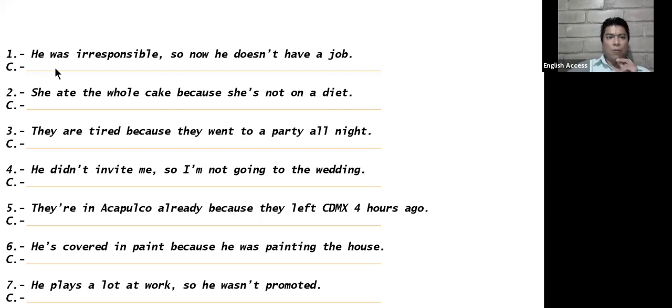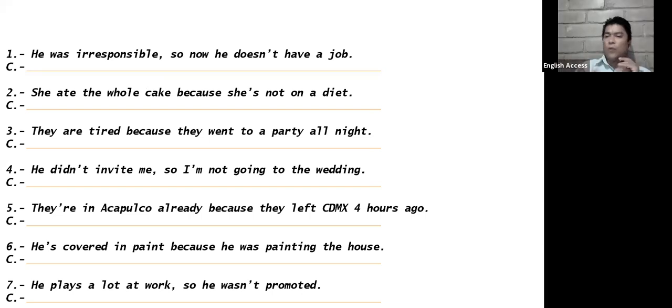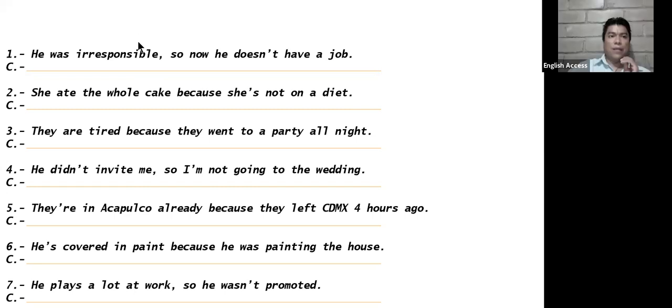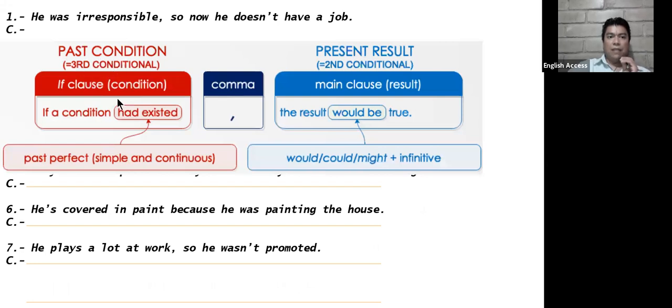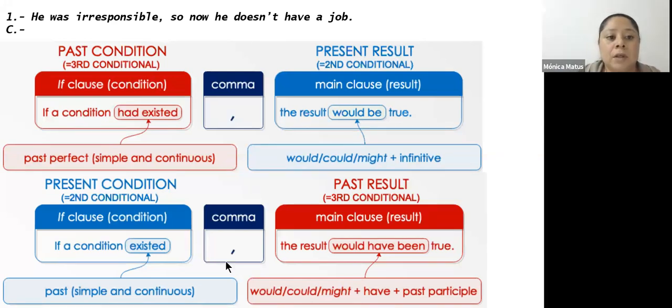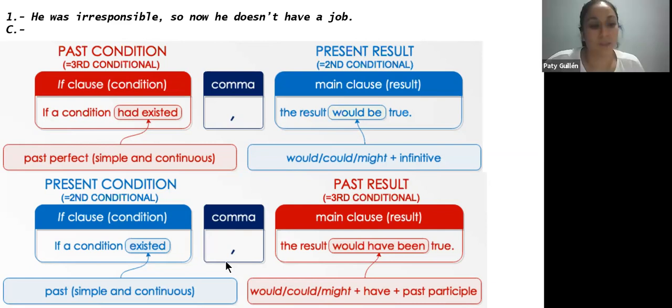Here I have number one. Monica, can you read number one, please? He was irresponsible, so now he doesn't have a job. Let's remember, we always have to check our cause and effect, the situation and the result. And remember that if a condition had existed, comma, the result would be true. Or if the condition existed, comma, the result would have been true. So what do we have in number one? We have a past situation with a present result. But it's a condition that had existed. The situation is he was irresponsible. So what is the conditional?